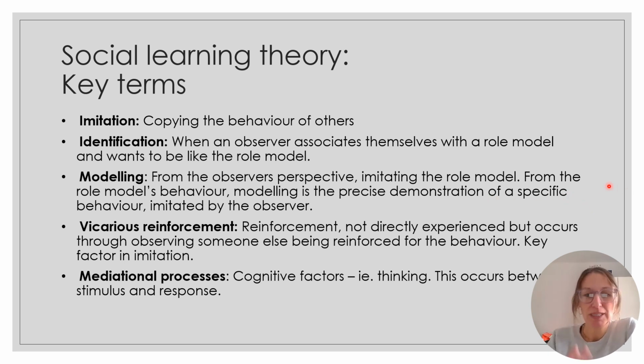Vicarious reinforcement. This one is a key word that is definitely worth knowing, one that comes up quite a lot. Reinforcement not directly experienced, but occurring through observing someone else being reinforced for the behaviour. It's a key factor in imitation. You could get a short answer question on this, a 2-marker, or an applied 4-marker. So definitely learn that, and once you get to grips with it, it's okay.